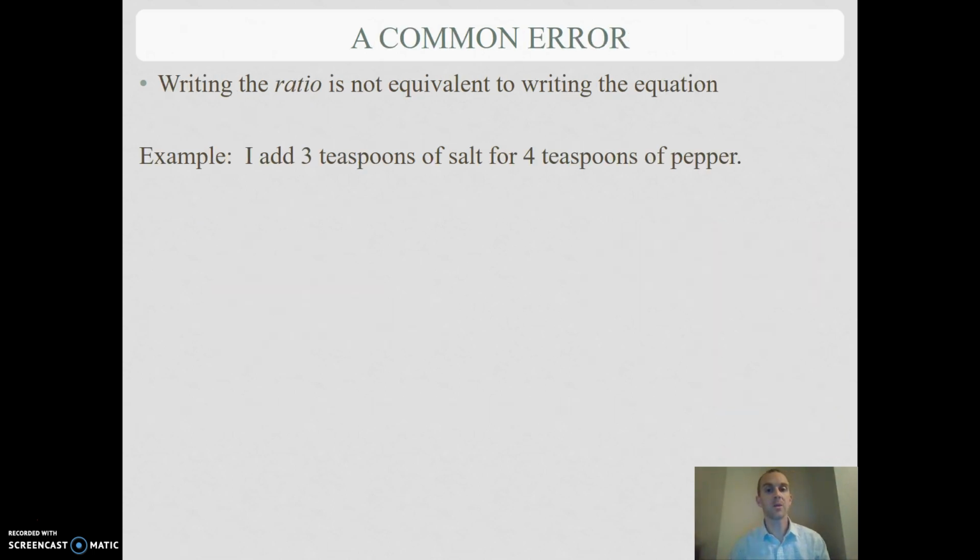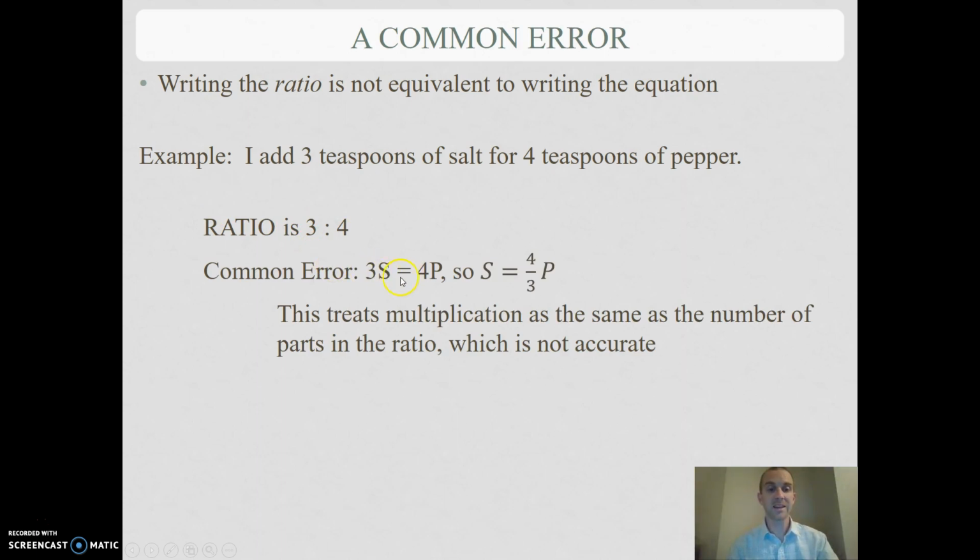Now there's a very common error that students will make with this, which is thinking that they can write the ratio as an equation. The ratio is not an equation. The ratio is a ratio. So when we look at this example, we can write the ratio as 3:4. And sometimes students will write this as 3s equals 4p. If they rewrite it to solve just for s, they'll get that s equals 4/3 times p, which, going back to where we just were, we knew was actually 3/4 p.